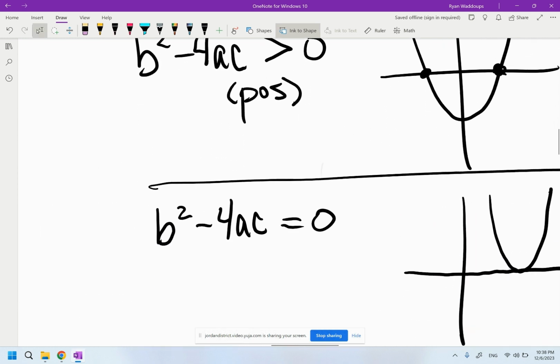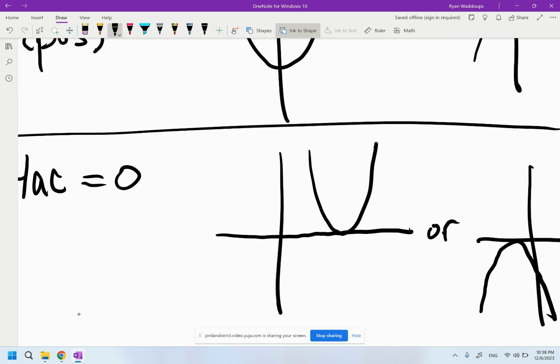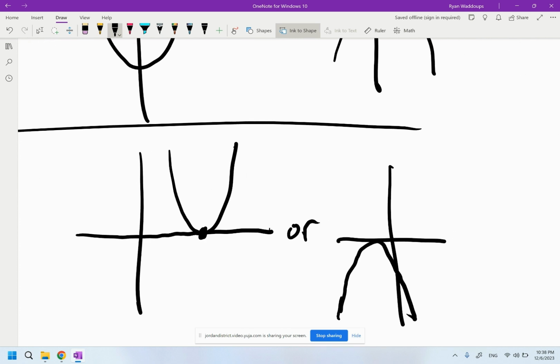And if b squared minus 4ac equals 0, then we'd have a situation like this where it comes down from on top of the x-axis, touches the x-axis in just one spot, and then goes back up. Or it goes from the bottom, comes up, touches the x-axis in just one spot, and then goes back down without crossing the x-axis. But it does touch it. It makes contact. And this is one real solution, or one real root, or one real zero, or one x-intercept.